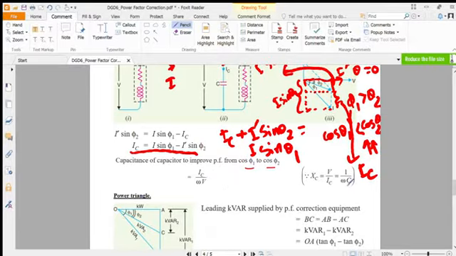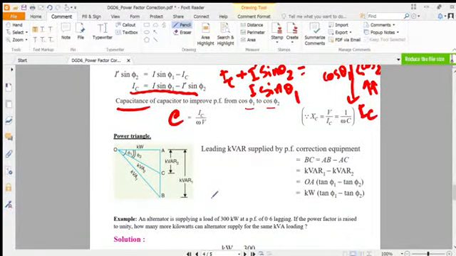Then we can write C equals Ic divided by omega V, where omega is the angular frequency, 2 pi f, V is the line voltage, and Ic is the capacitive current. And this is the value of capacitance.